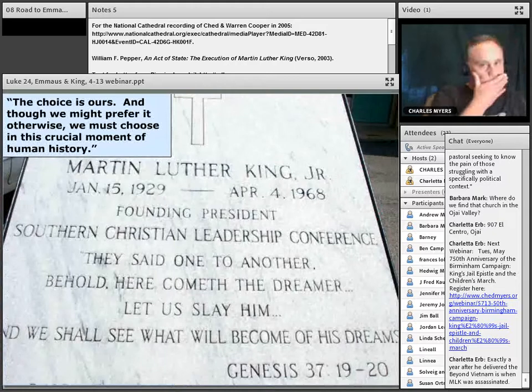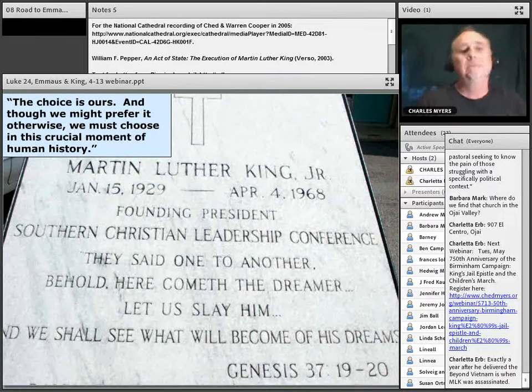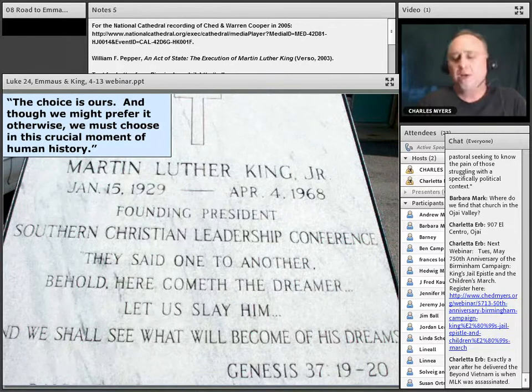This is a picture of Dr. King's memorial stone underneath the balcony where he was gunned down. And as he concluded his altar call, the choice is ours. We might prefer it otherwise, but we must choose in this crucial moment of history. That always brings me to this epitaph that is at the place that is now the National Civil Rights Museum, that cites the great story in Genesis 37 of Joseph's brother saying, "Let us kill the dreamer and see what will become of his dream."